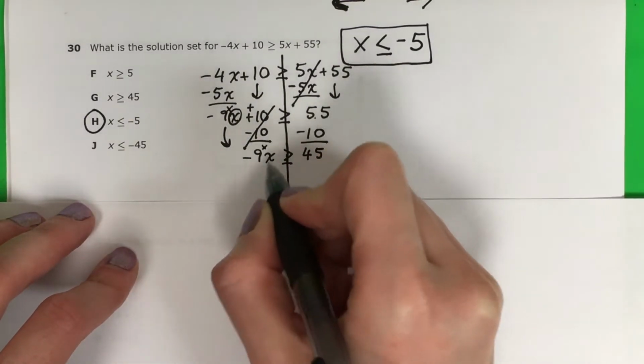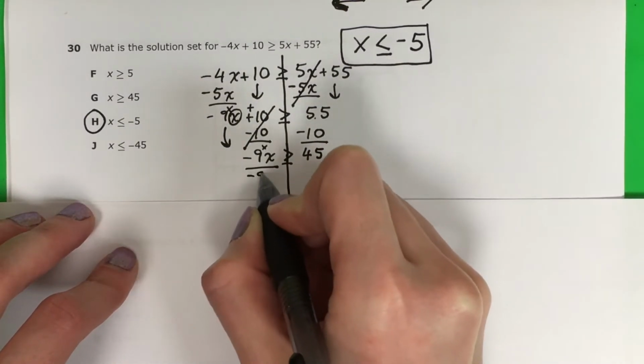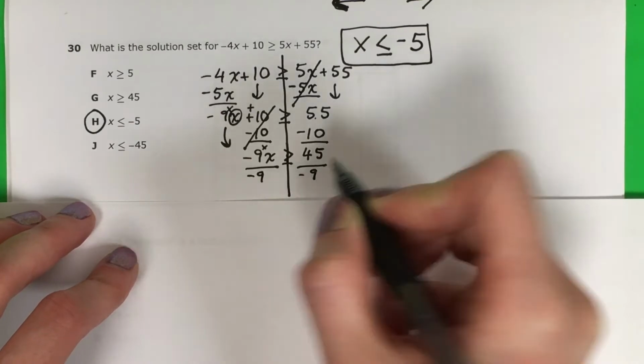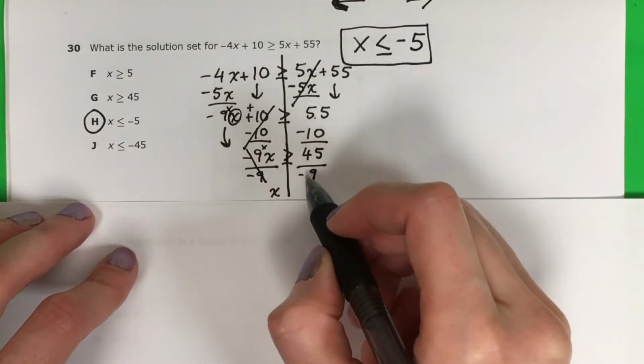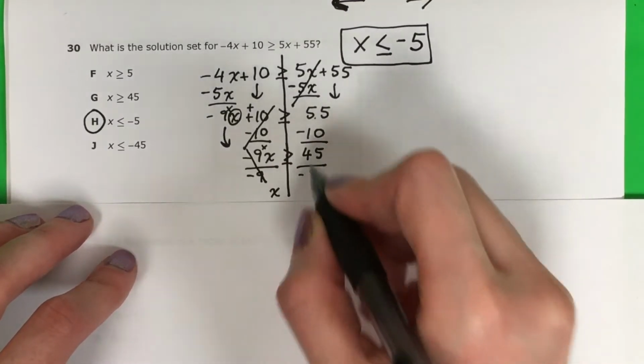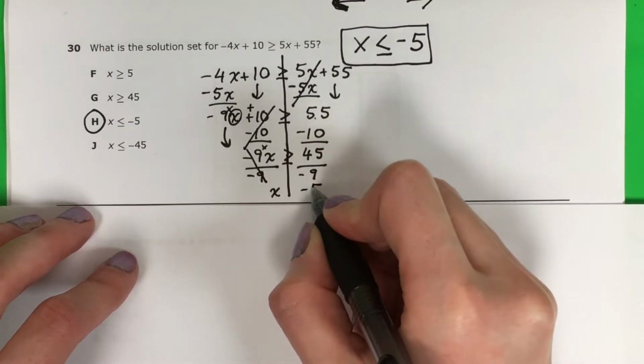Now here, this is multiply. The opposite is divide by -9. Divide -9. This cancels. You get x. 45 divided by -9, if you put in the calculator, this is -5.